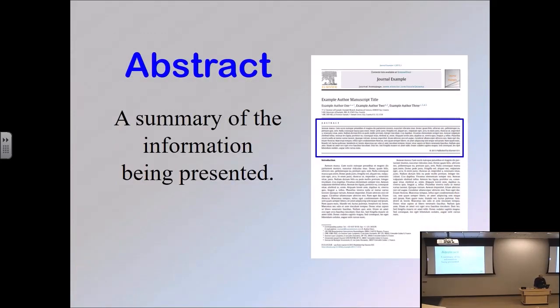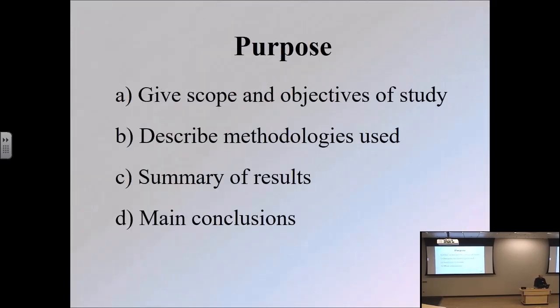An abstract is a summary of the information being presented. It's just that simple. A summary of what you're going to talk about, a summary of what your paper is going to be about. There are 4 basic purposes of an abstract. You want to give scope and objective of the study. You want to describe the methodologies that you've used. You want to provide a summary, and you want to provide some kind of conclusion.